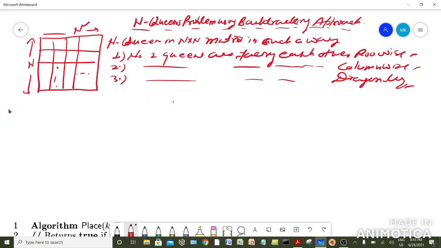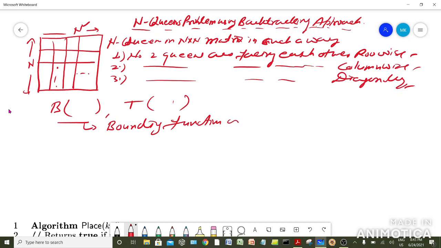As I have already discussed, while solving any problem using backtracking, we require two functions. One is B and one is T. So B is our bounding function, or you can also say it is our criterion function. So we need to define both of these. Let us look at B first.